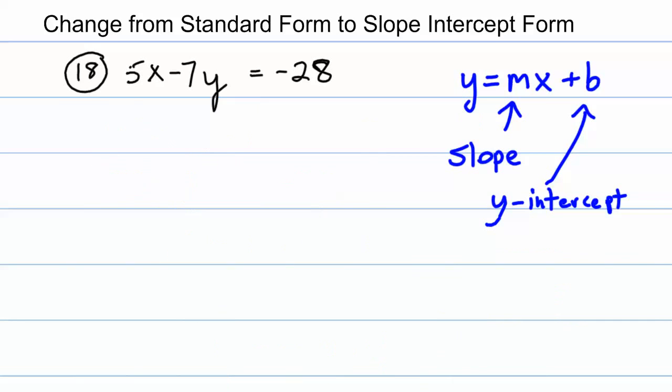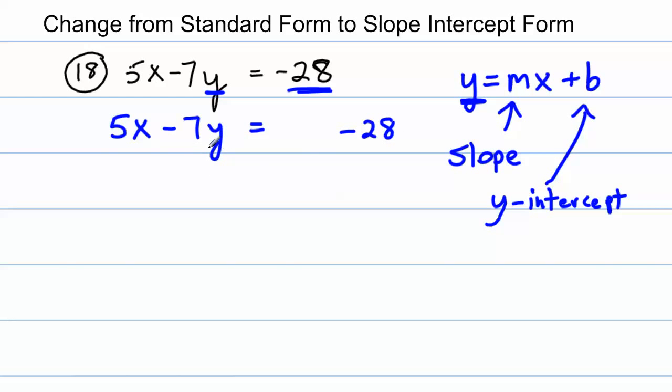So that's it. So here we're being asked to change from standard form, that's this, to slope-intercept form, which looks like this. So notice here we get the y all by itself. So here we want to get this y all by itself. So I'm going to begin by simply recopying this, but I'm going to move this minus 28 just kind of off to the right. You'll see why next.